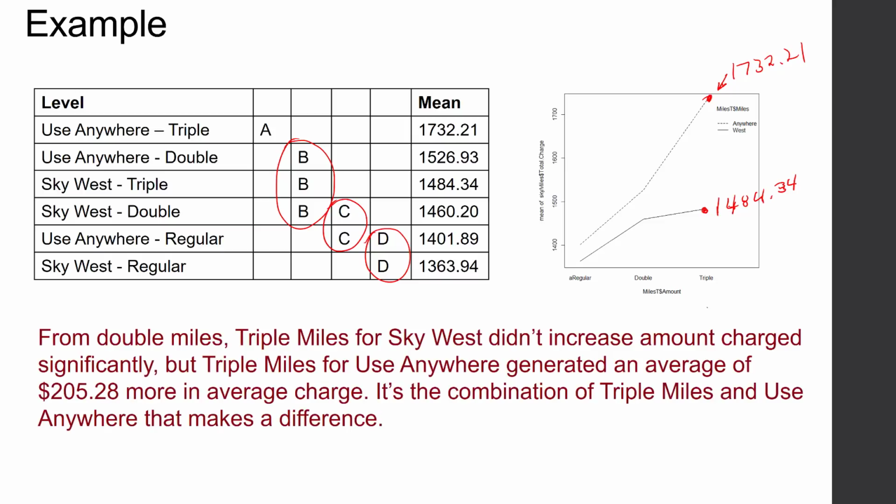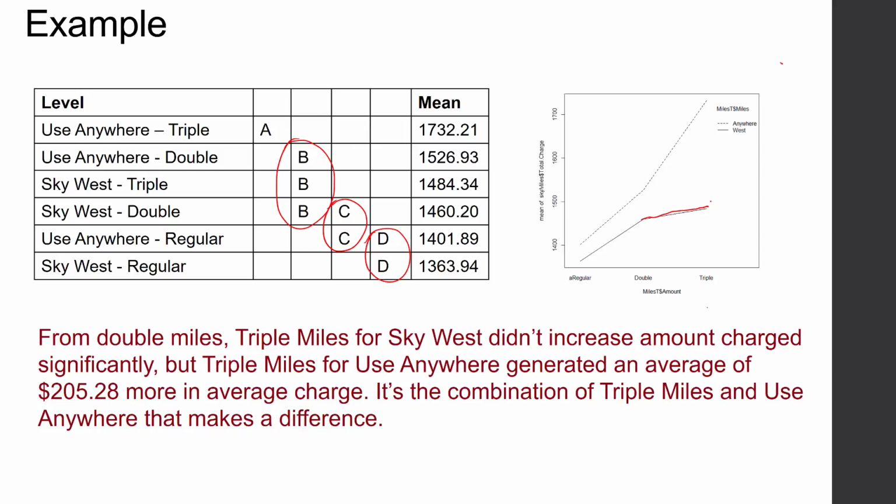So from double miles, triple miles for SkyWest didn't increase amount charged significantly. So if you look on your interaction plot, you'll see what I'm talking about here. For double miles, so we're right here, triple miles for SkyWest didn't increase amount charged significantly, okay? So if you go from double to triple on SkyWest, it didn't increase significantly.